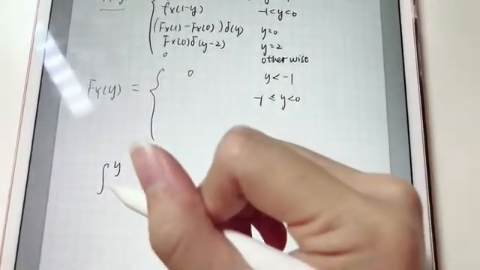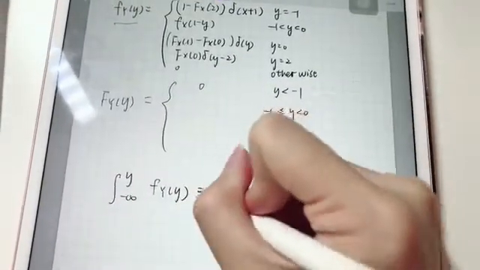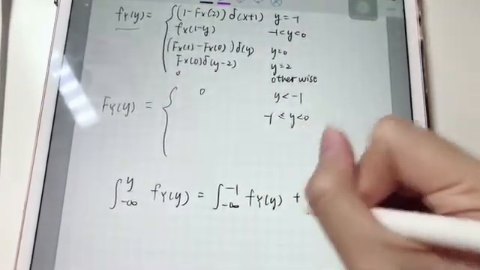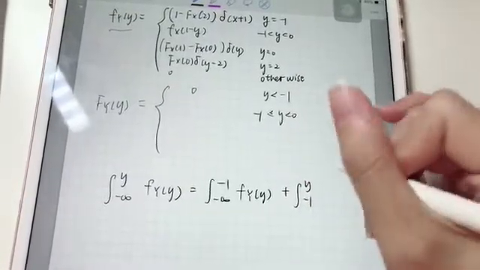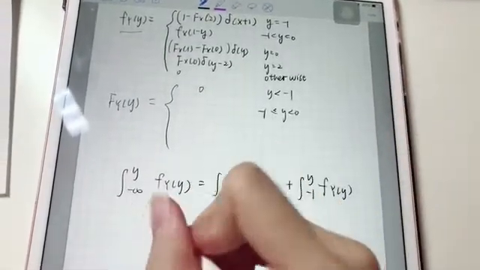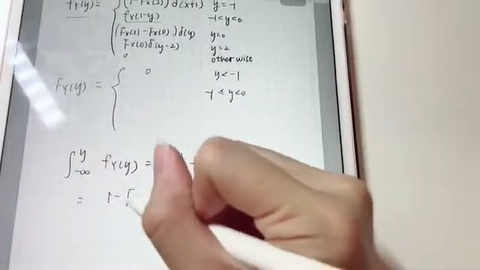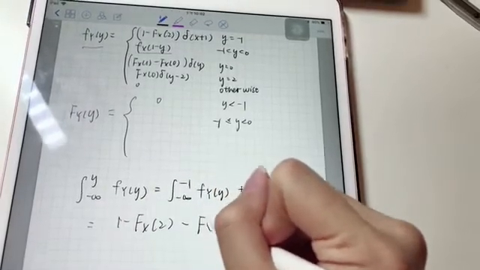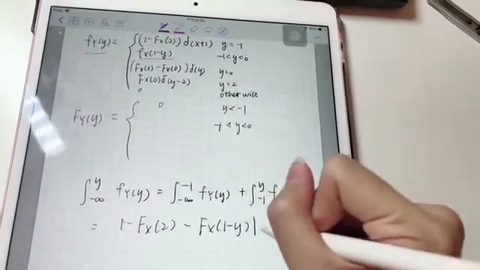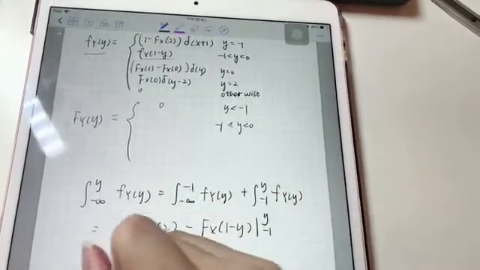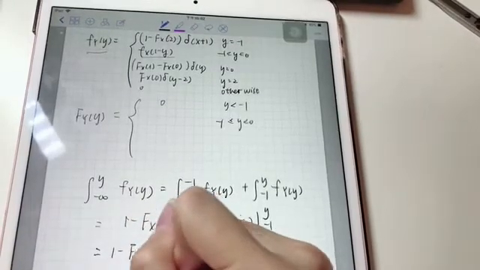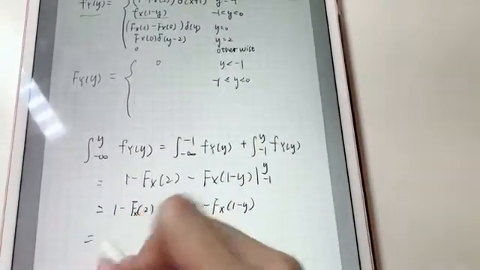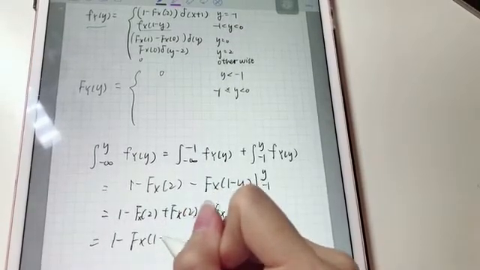from -infinity to y, and that will equal the integral from -infinity to -1 of f_Y, plus the integral from -1 to y. That will equal 1 minus large F_X(2) in the first part, and in the second part f_X(1 minus y) from -1 to y. And the final answer will be 1 minus large F_X when x equals 1 minus y.